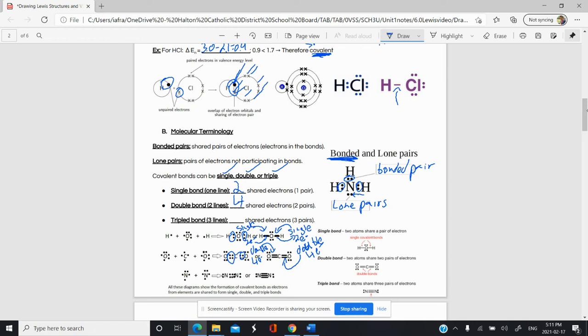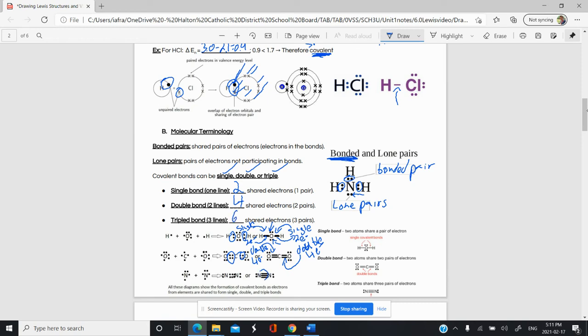And you can see on the oxygen you have a lone pair there and a lone pair there. So the ones that aren't in bonds are the lone pairs. And lastly, you could have three lines, and that's called a triple bond. And as you can see, each line counts as two. So three lines would be six electrons that are being shared between the atoms.